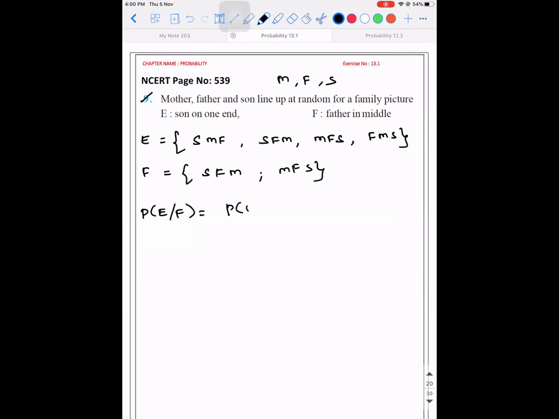It is probability of E intersection F divided by probability of F. What is the probability of E intersection F? What is common in both? SFM, MFS. So it will be 2 out of 2. Is it 1? Yes, sir. So it's 100%.